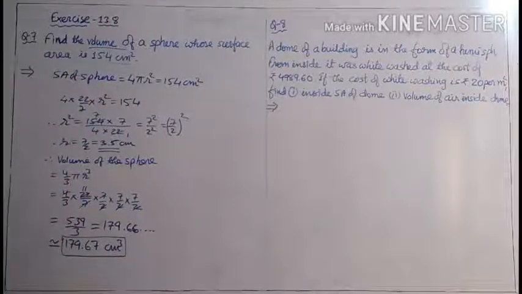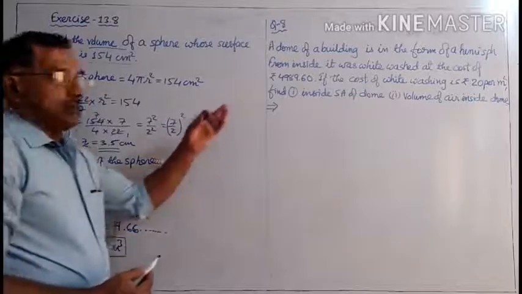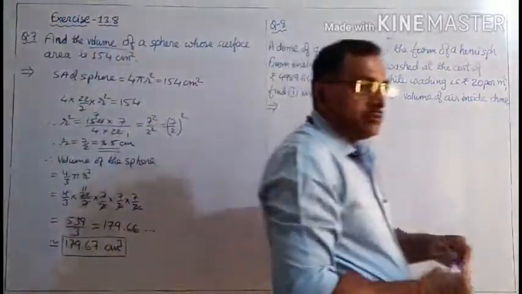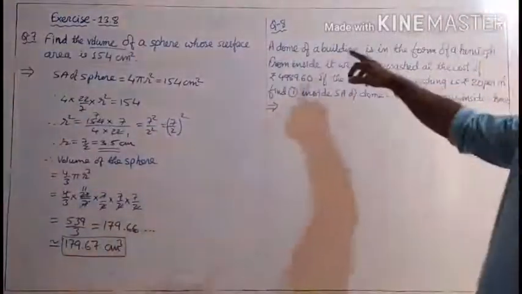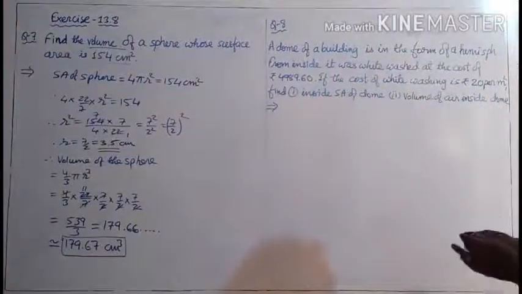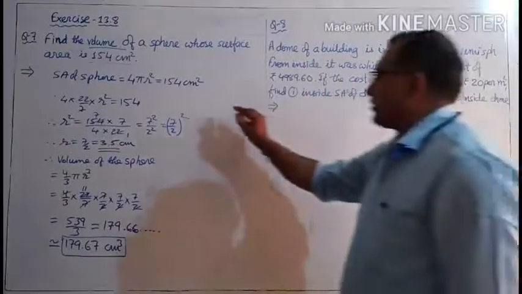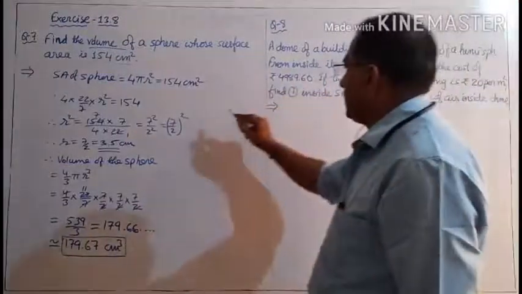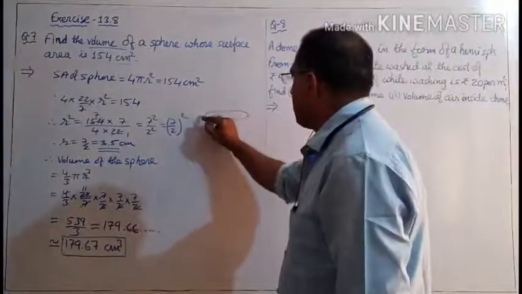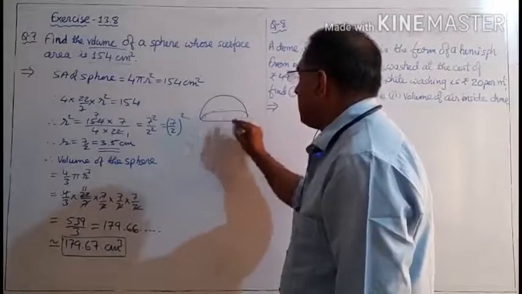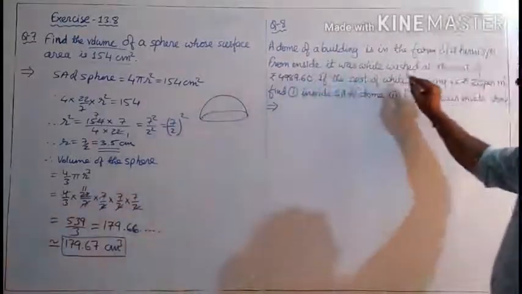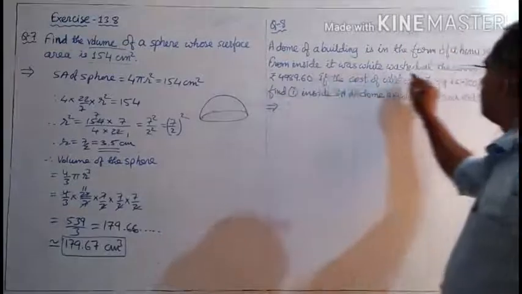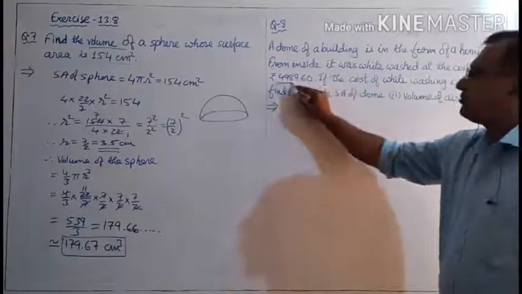Now we will take question 8. Here question 8 is, there is a dome of a building. Dome of a building. Here I am drawing. There is a building. Dome of a building is hemispherical. So there is a hemispherical dome. Dome of the building is hemispherical. From inside it was whitewashed at a cost of this.